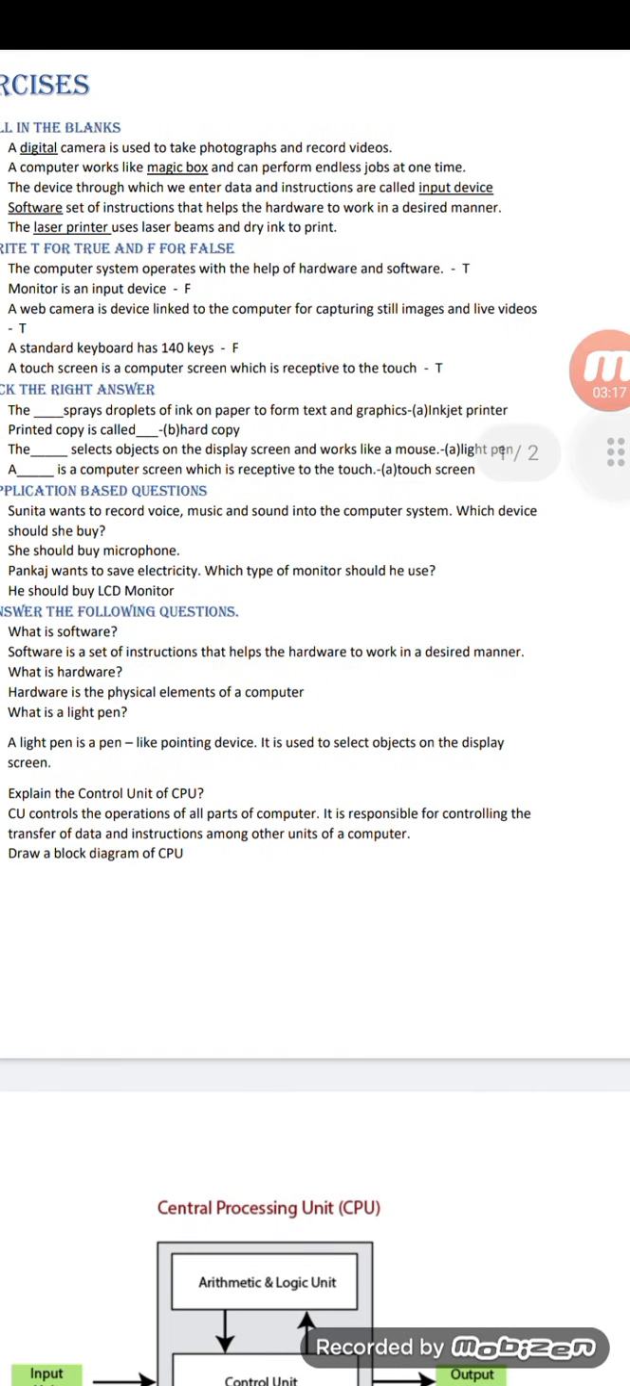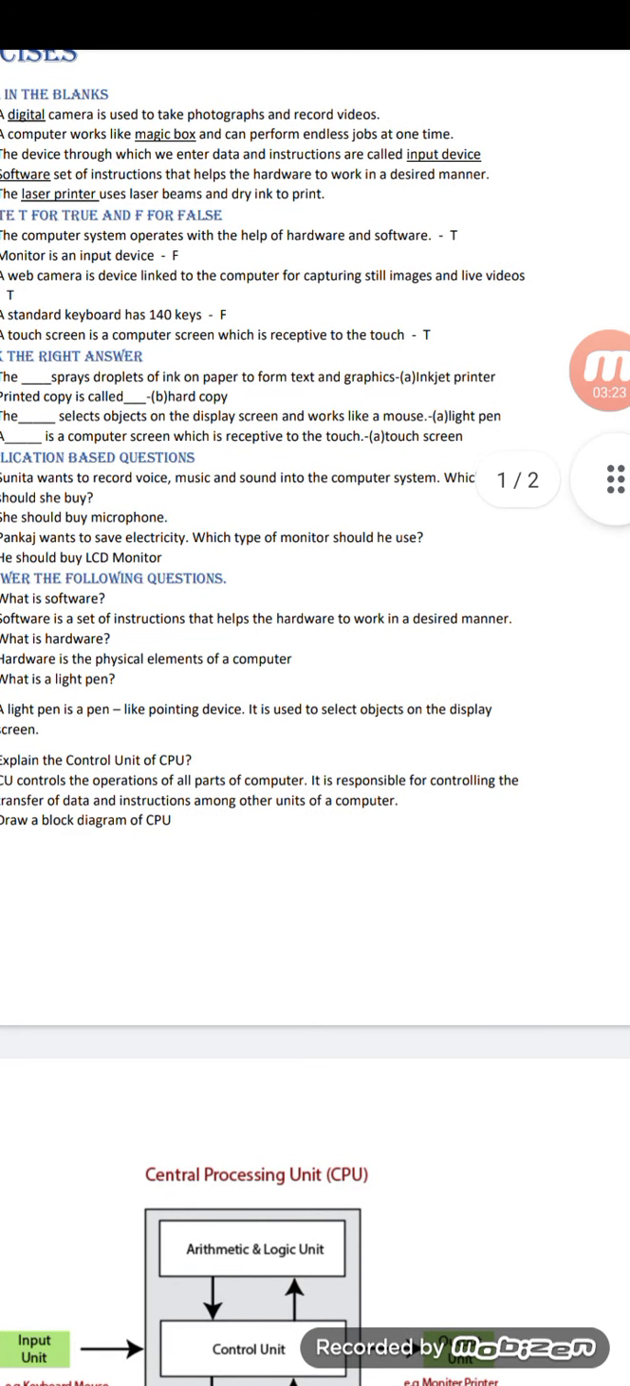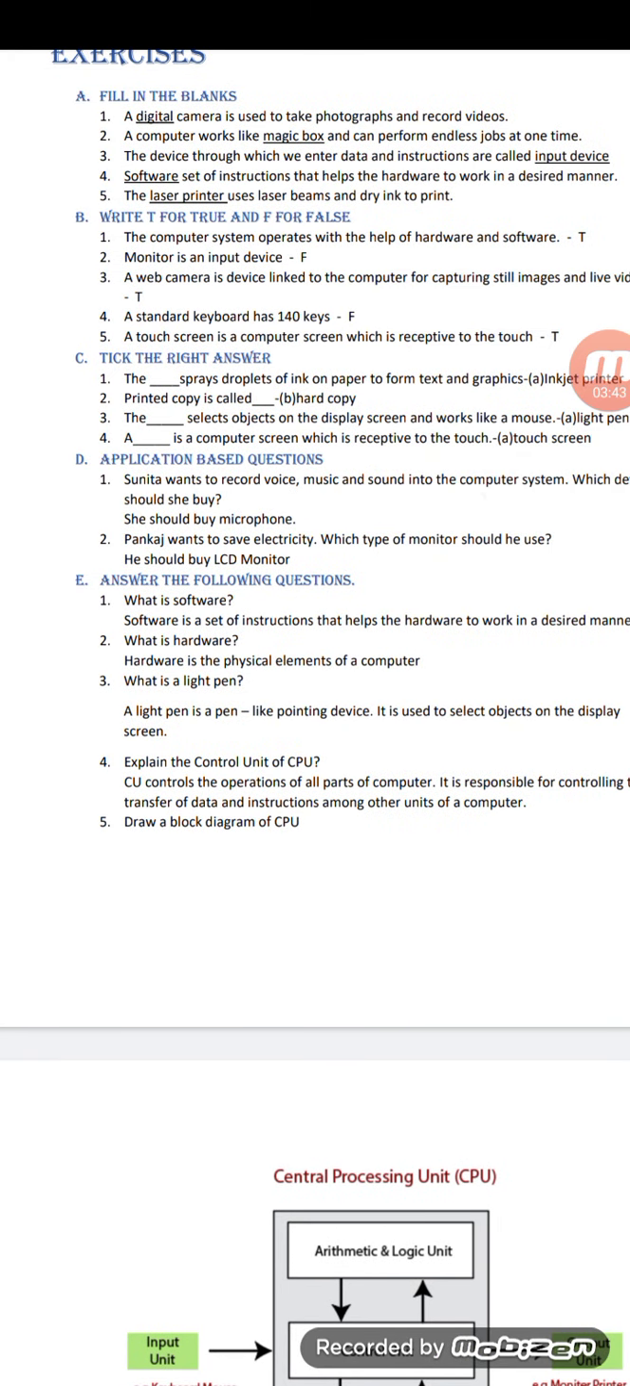Okay, then C part, take the right answer. The dash sprays droplets of ink on paper to form text and graphics. Which are the options? First option is inkjet printer, then dot matrix printer, then basic printer. So first one is right, inkjet printer. Tick over there. Then, second one, printed copy is called soft copy, hard copy, none of them. Printed copy is called a hard copy. What is soft copy? What we are seeing in the monitor, that is called a soft copy.